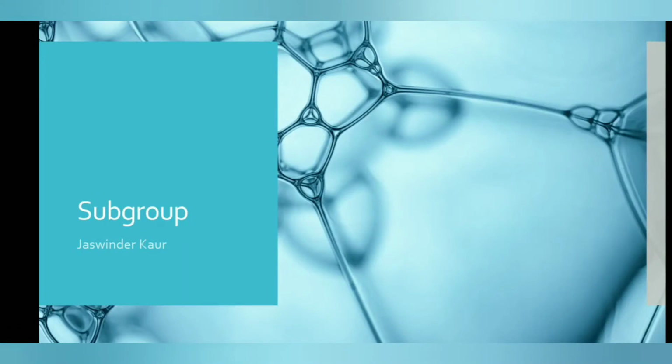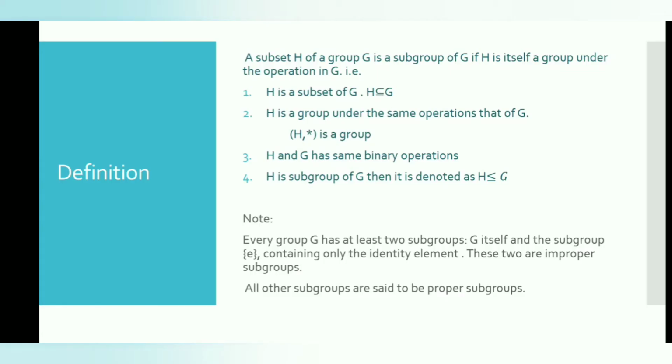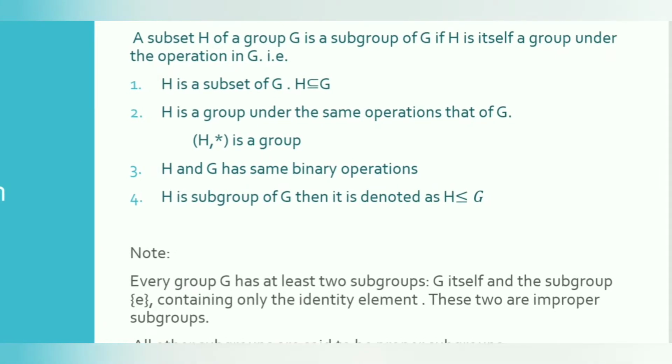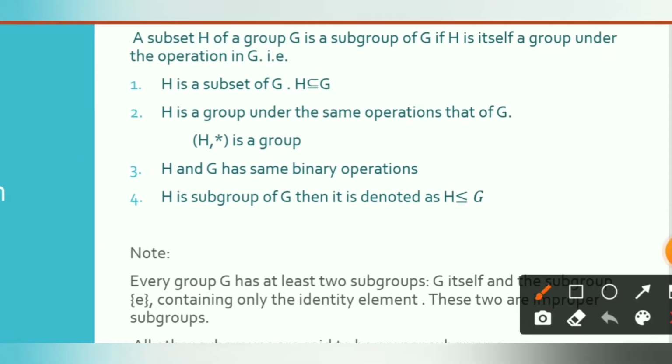After the chapter on groups, now we have come to the next chapter, that is subgroup. As a subset is to a set, similarly a subgroup is to a group. So any subset H of a group G is called a subgroup of G if it is itself a group under the same operation, that of G.